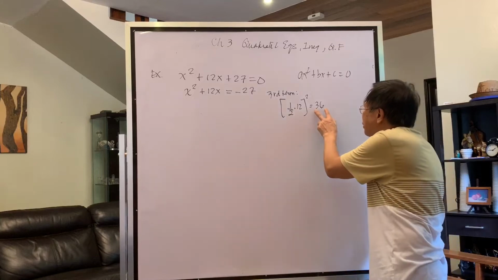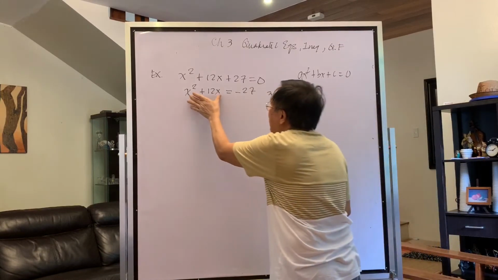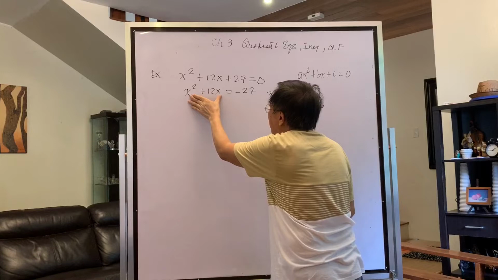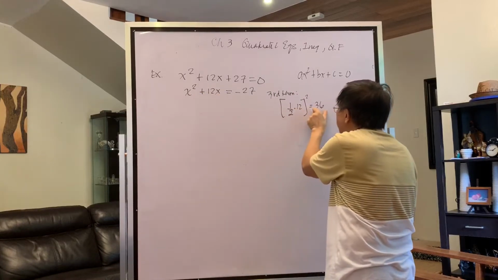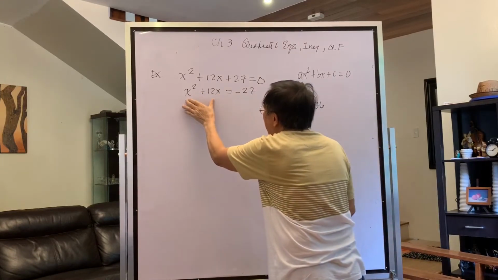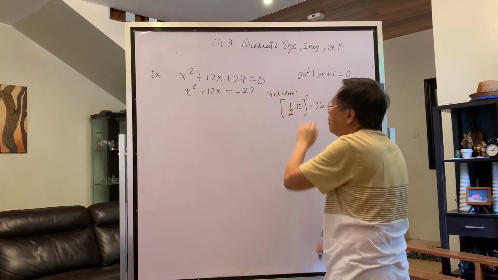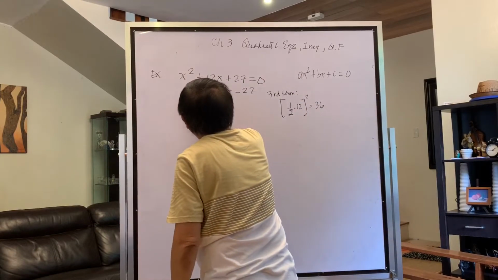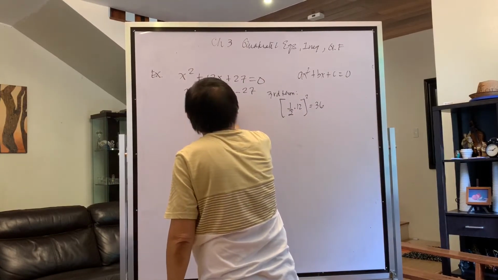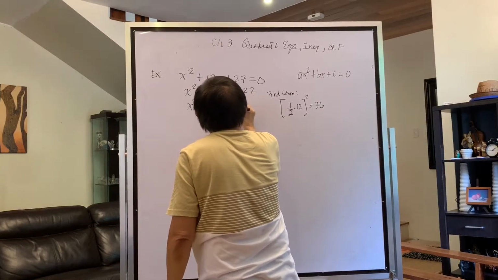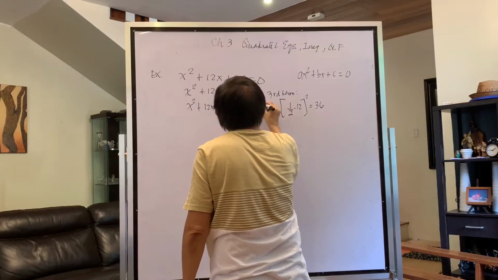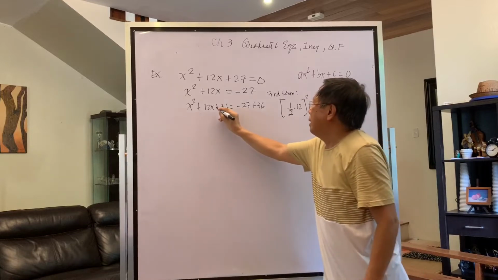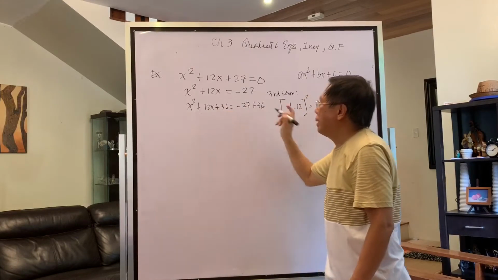This is the term that will make the left-hand side become a perfect square trinomial. So we need to add this term to the left, and at the same time to the right of the equation. So we have here now x squared plus 12x plus 36 equals negative 27 plus 36. That is allowed because of addition property.